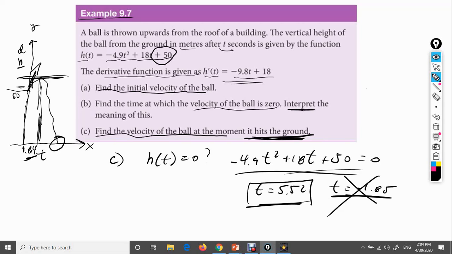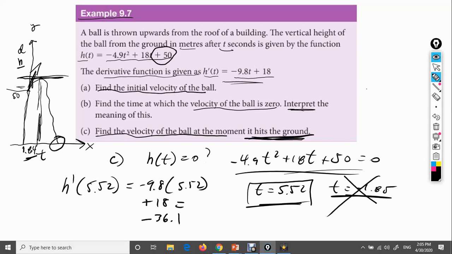So we have to plug this into the velocity function. At 5.52 seconds, what was the velocity when the ball hit the ground? This will be negative 9.8 times 5.52 plus 18, and this is going to give us negative 36.1. Negative 36.1 meters per second. Now this makes sense because the ball is going down, right? The slope of the line at that point of impact tells us how fast the ball was going, and it's a negative speed because of the direction, which is going down.